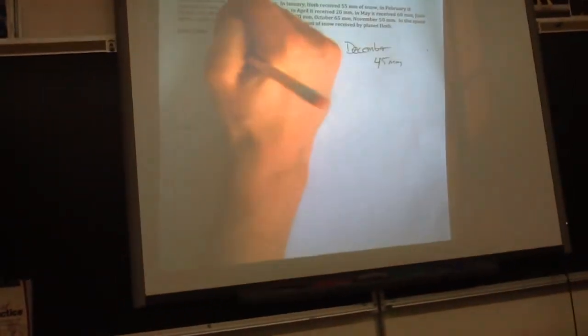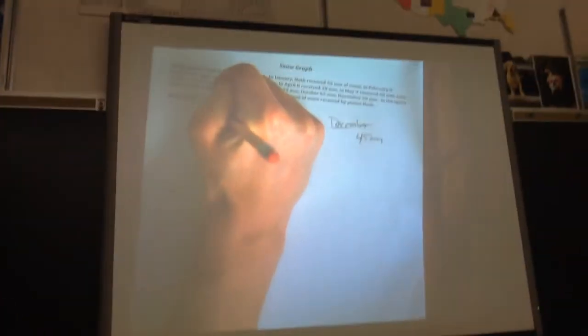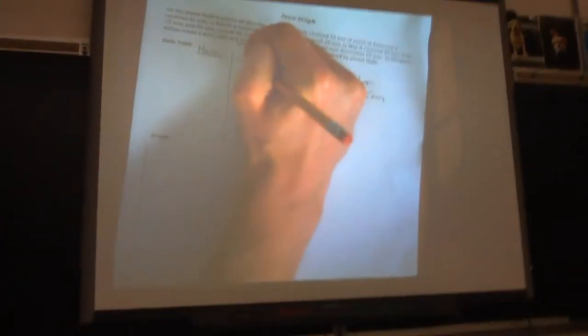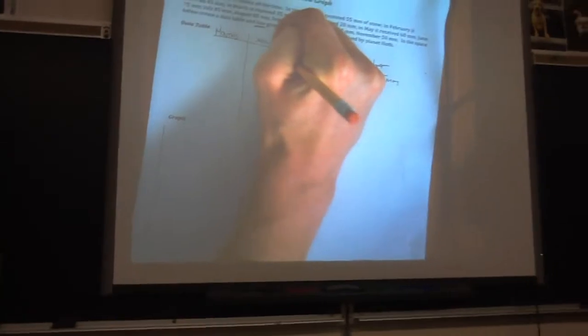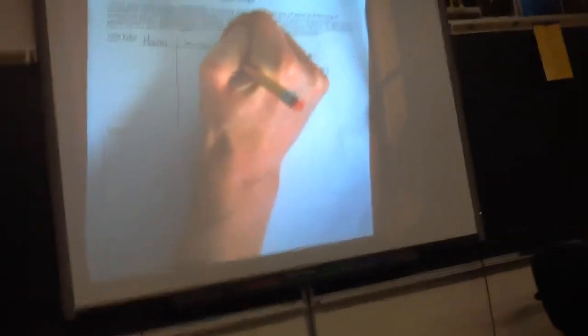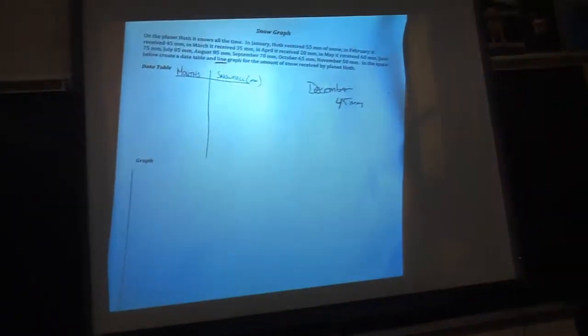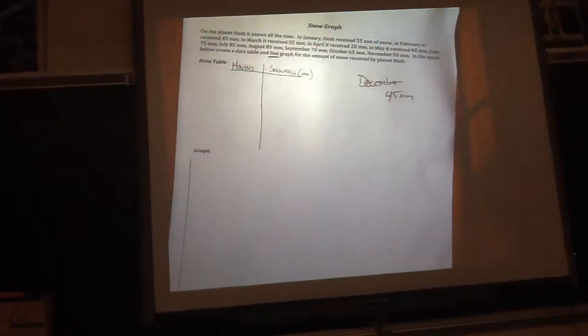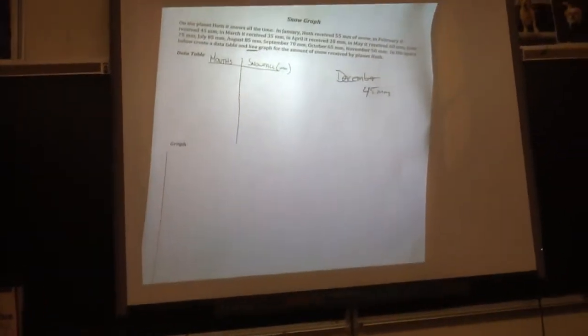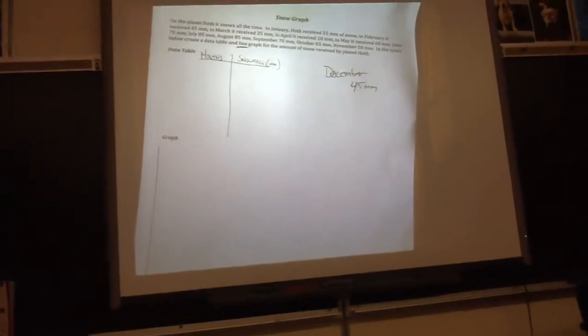I'm going to put this in. Months, snowfall, and then in millimeters. Why did I put months on this side and snowfall on that side? That's the only way to do it. If you did it another way, you would have got a slash for that too.